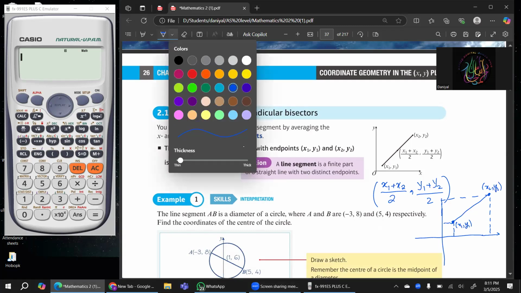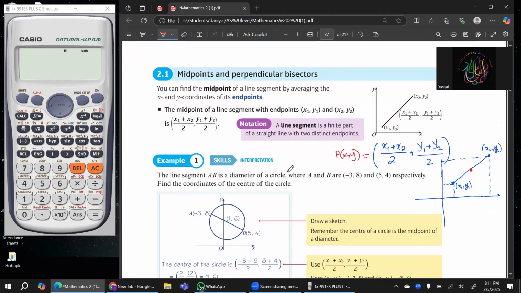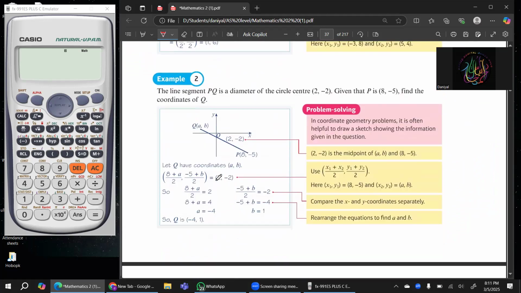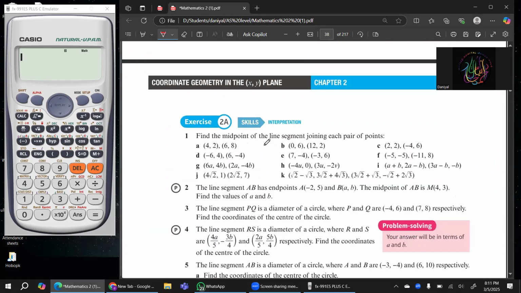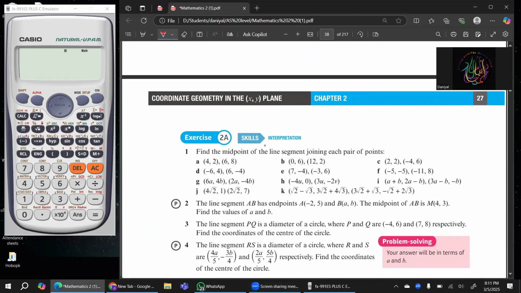So the midpoint would be the center point of this line. How do we find this point? It is found by this formula, which is written as P(x, y) equals x1 plus x2 over 2 and y1 plus y2 over 2. All right. So let's take this example: find the midpoint of the line segment joining each pair of points. The first question we have is 4 comma 2 and 6 comma 8.